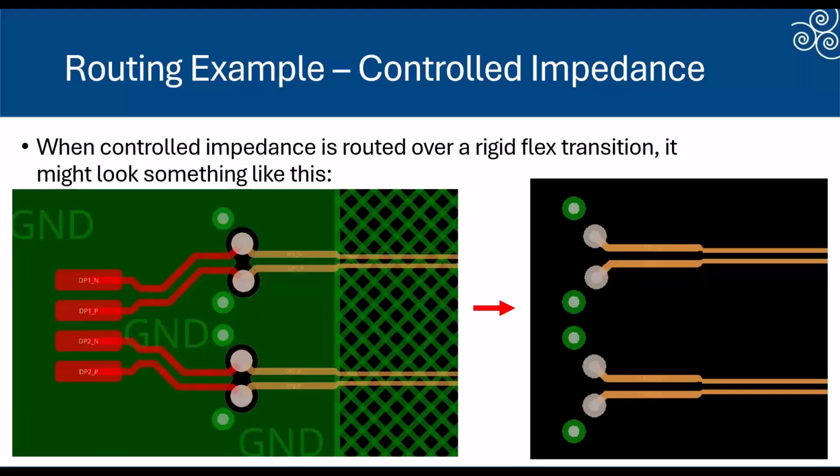You don't want to just assume that you can use the same numbers you calculated on your rigid section through the flex section. Again, it depends on what speed you're running it at, but for critical signals, you want to take a few extra steps to make sure you're meeting that impedance.